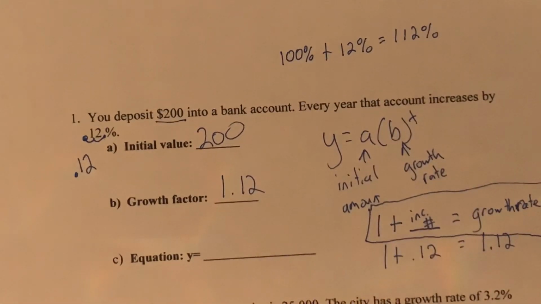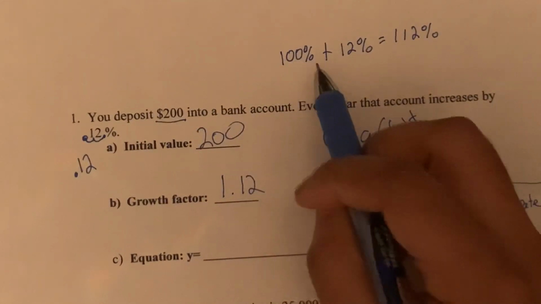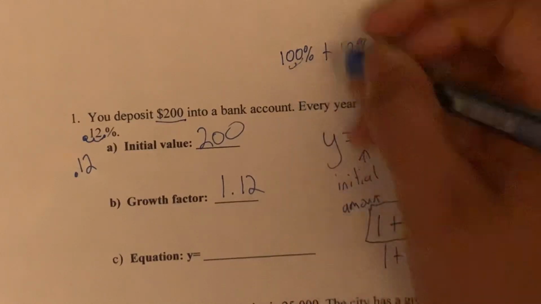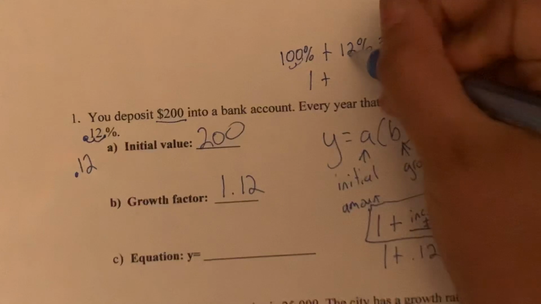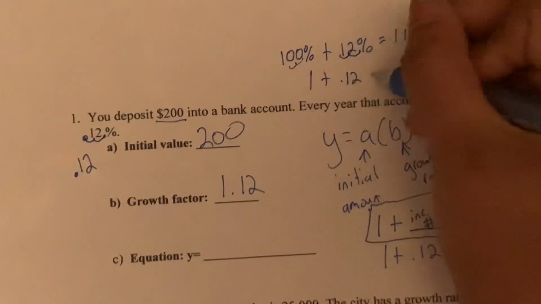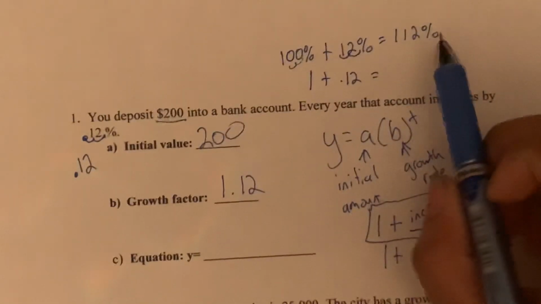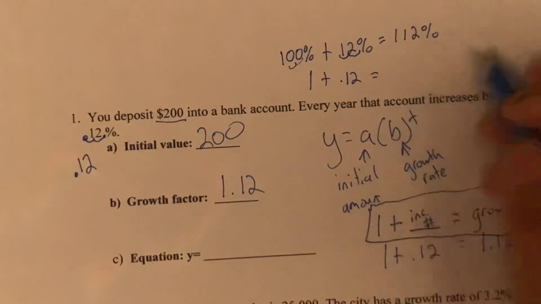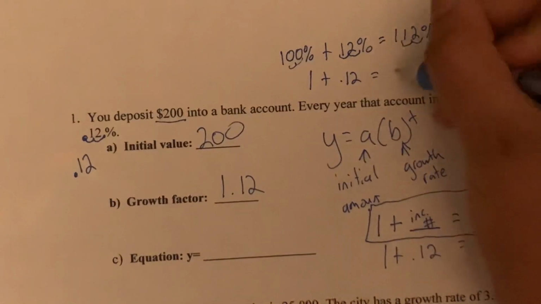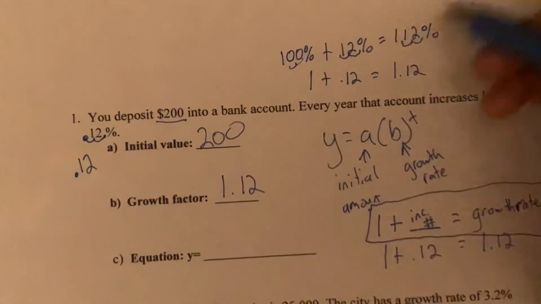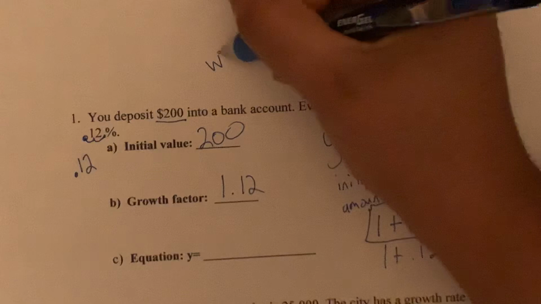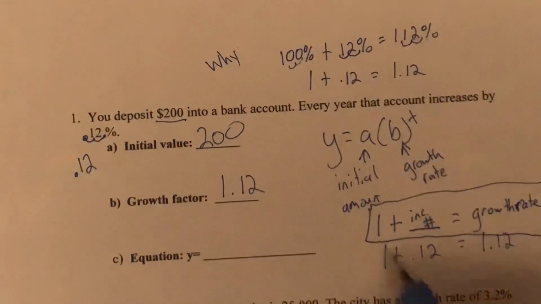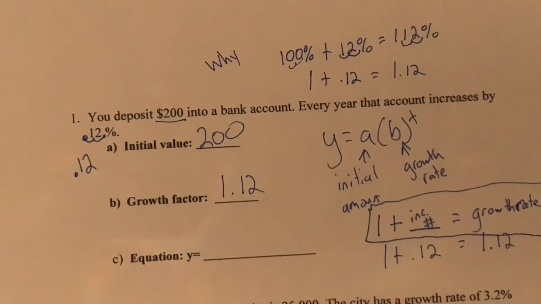Okay? So now we're going to turn these numbers into decimals. 100% as a decimal, if I move it over twice, that's 1. 12% as a decimal, if I move this over twice, it's 0.12. 112% as a decimal, move it over twice, is 1.12. That's where that number comes from. So that's the why we use this formula. That's where that formula comes from.